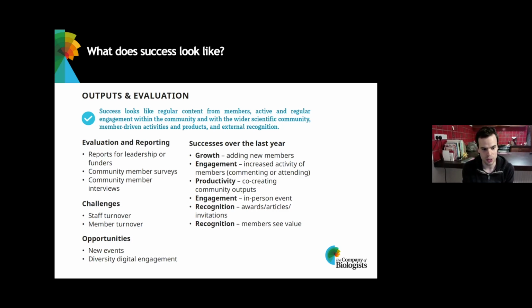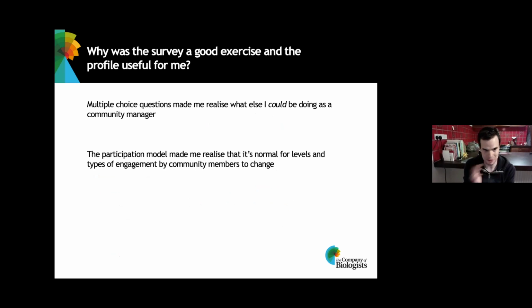I think usually what's most important is what are the main challenges of a community and what are the opportunities. One of our challenges is, of course, staff turnover and member turnover. But if I come to my last slide, one of the things that I really learned from the survey, and from this participation model, is that it's not a problem that some people get inactive for a while. We've seen a lot in the community that even after half a year or 1 year, members suddenly start getting active again and contribute in a more high level fashion.